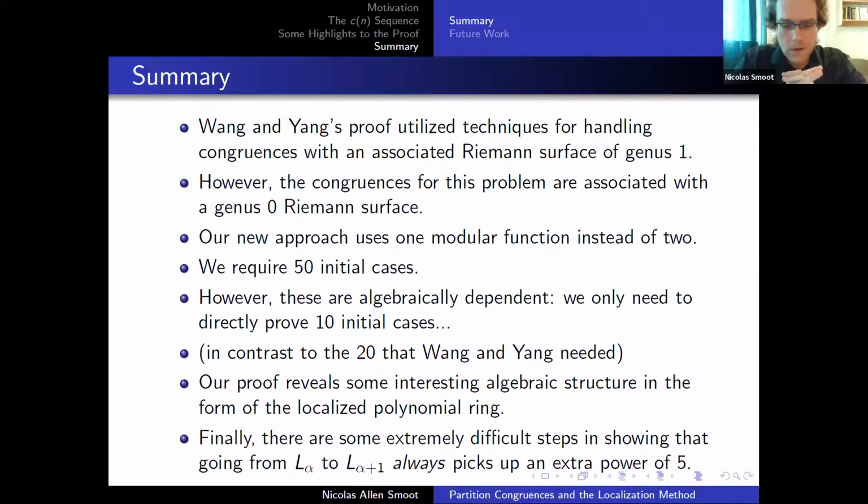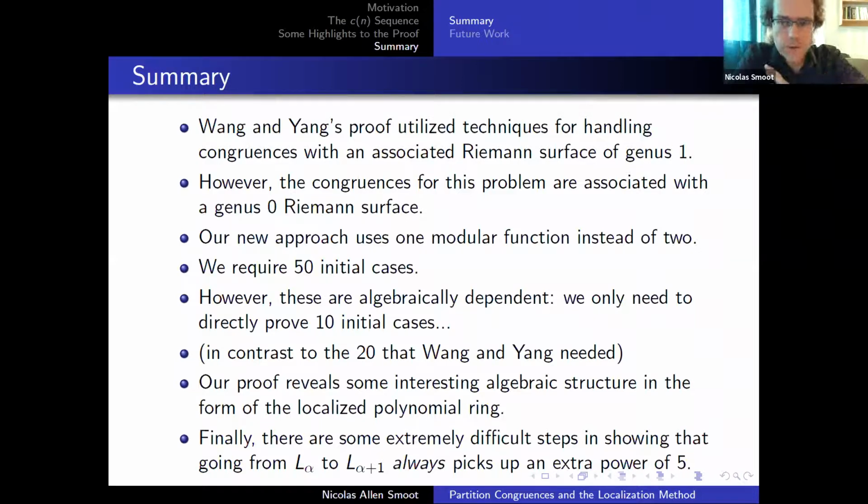So there's one more really interesting peculiarity here. If I go from L alpha to L alpha plus 1, I have to always pick up an extra power of 5 when I apply the U operator. And that is indeed true, but using this localization technique is not obvious. And there are 1 or 2 spots where it looks like it doesn't happen. And that is very, very strange.